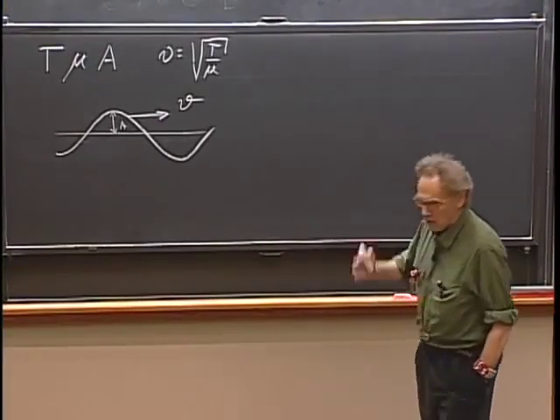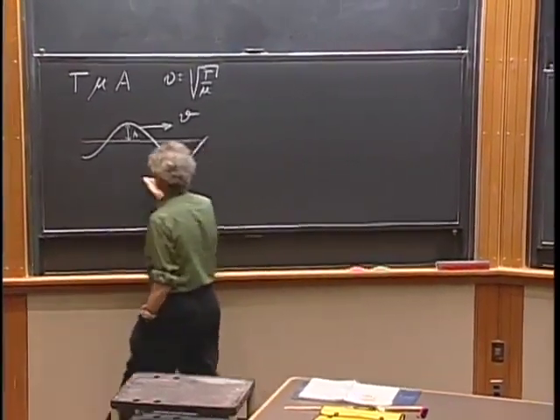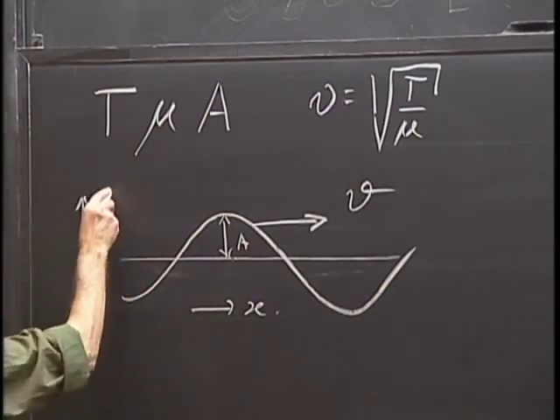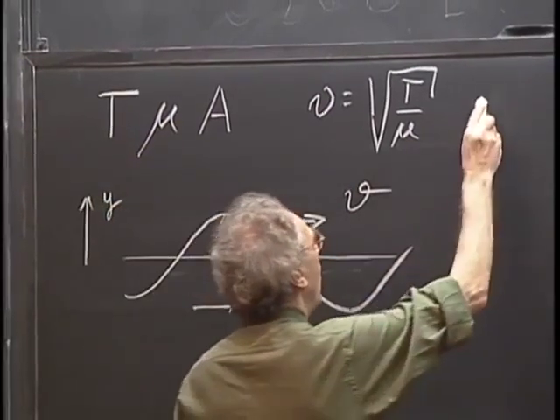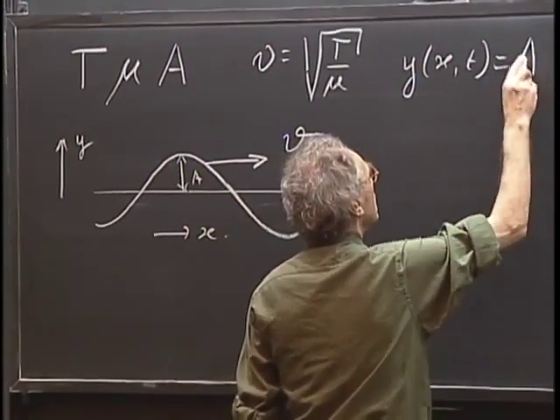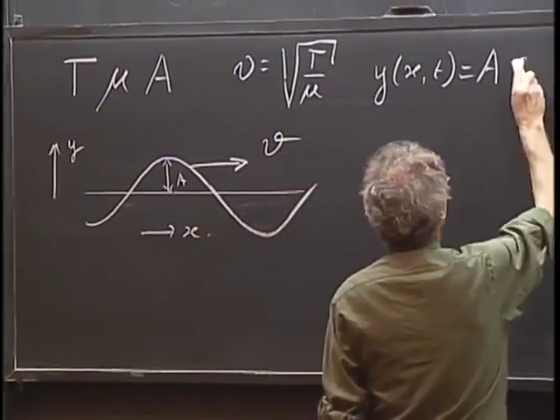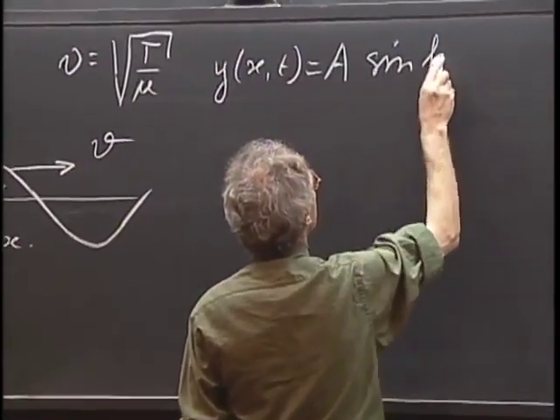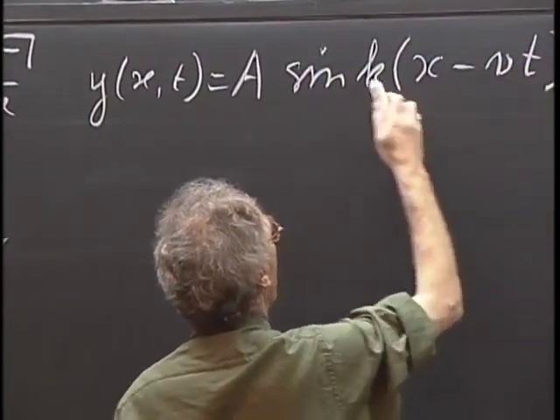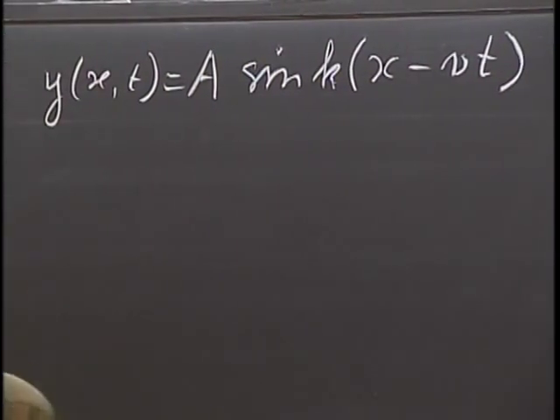I want to deal with energy, and I first will write down the equation for the traveling wave. If this is the x direction, and this is the y direction, then y as a function of x and t would be the amplitude A that you have there, and then you can write this down in many ways. I will write it down as the sine of k times x minus vt. If you want to write it down with k v as omega, that's fine too. I have no problems with that.